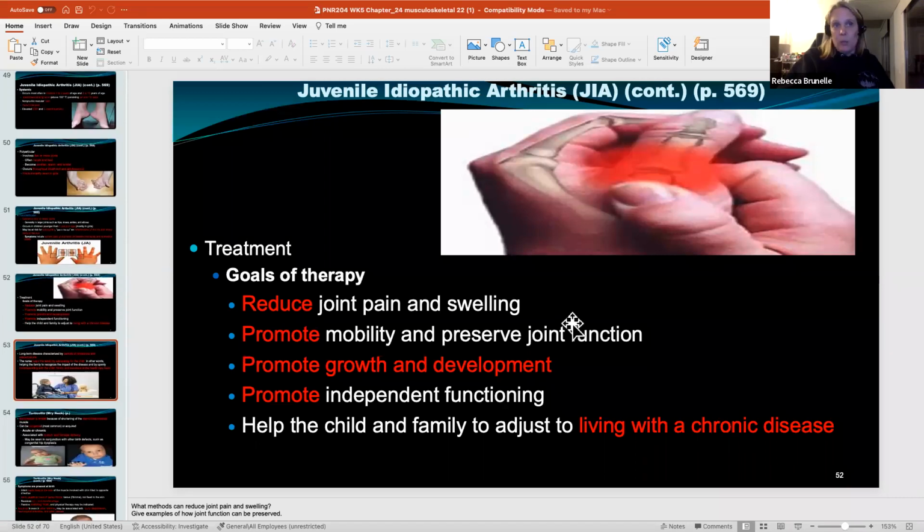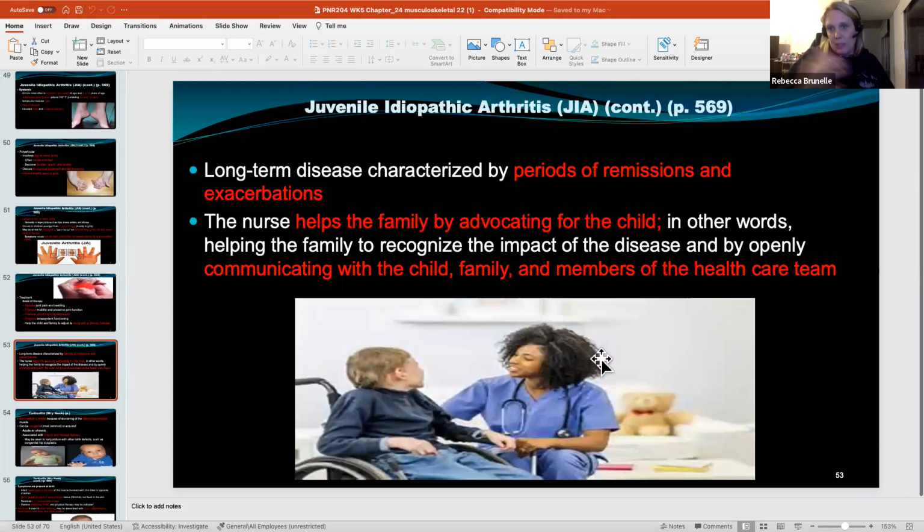So, just kind of prepare the family that it doesn't just go away. It will have these periods of remission where it comes back. And so you're going to try to focus on the positive, help them as much as possible, and try to let them realize that it does have these exacerbations.